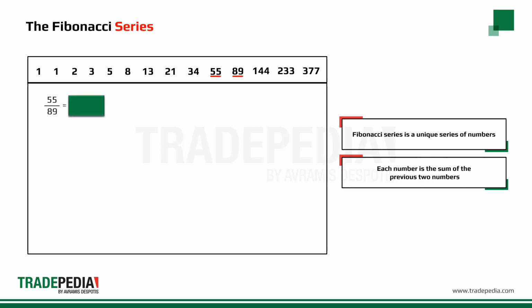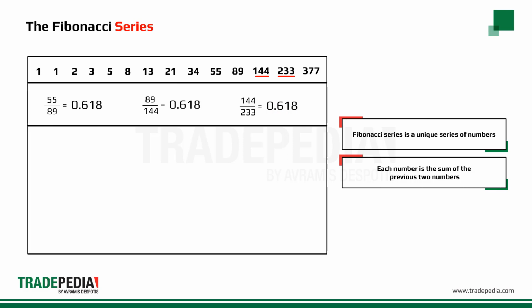55 divided by 89 is equal to 0.618. 89 divided by 144 is 0.618. And 144 divided by 233 is 0.618. The same for 233 divided by 377.